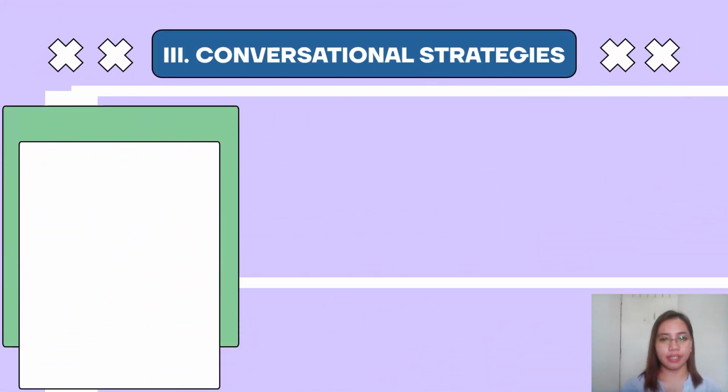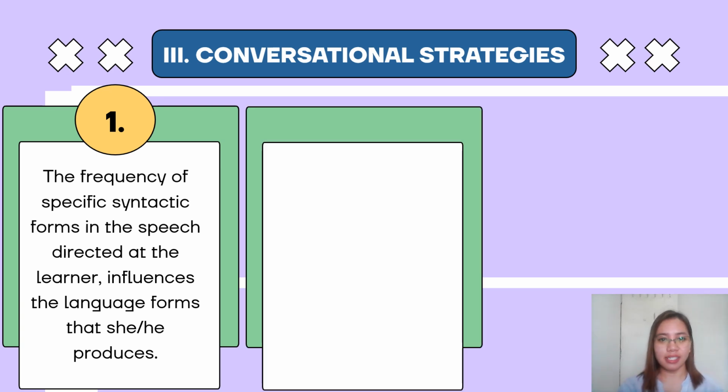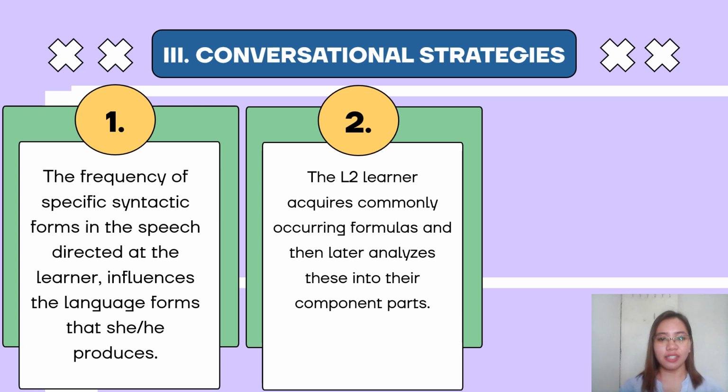We have the conversational strategies. The first one is that the frequency of specific syntactic forms in the speech directed at the learner influences the language forms that he or she produces. Meaning, the first structures that the L2 learner acquires are those that he or she is exposed to most frequently. The second is that the L2 learner acquires commonly occurring formulas and then later analyzes these into their component parts. For example, ready-made chunks of speech are provided to the learners through interaction.